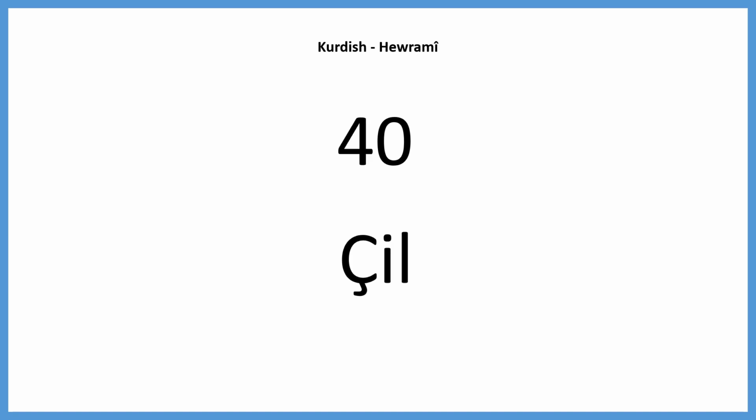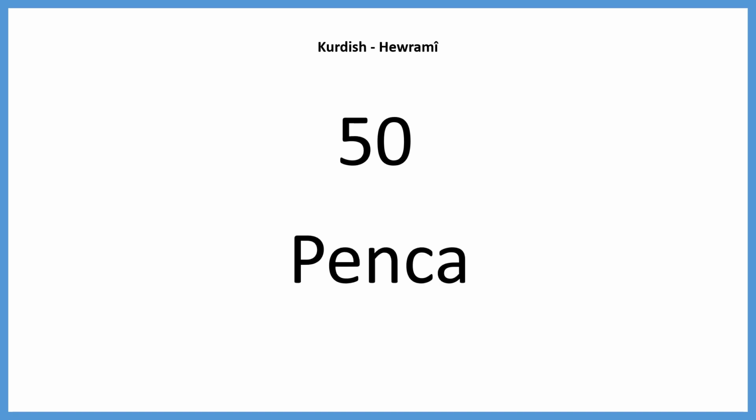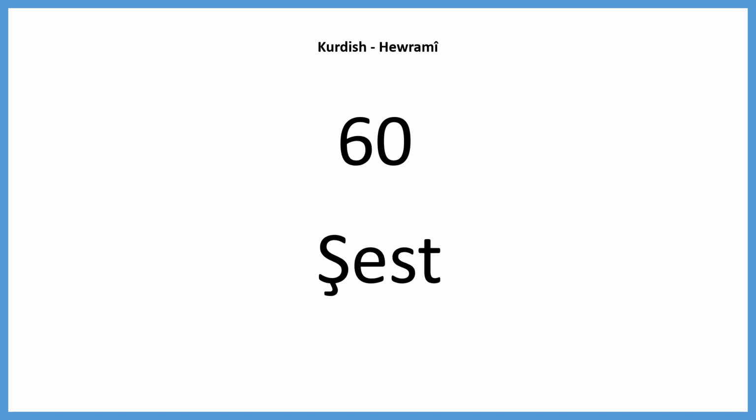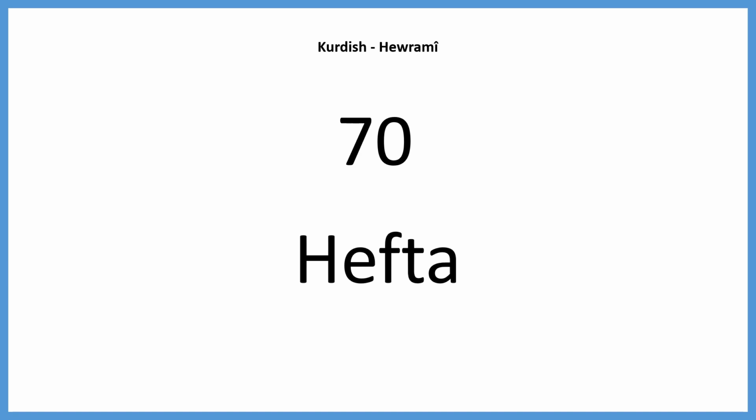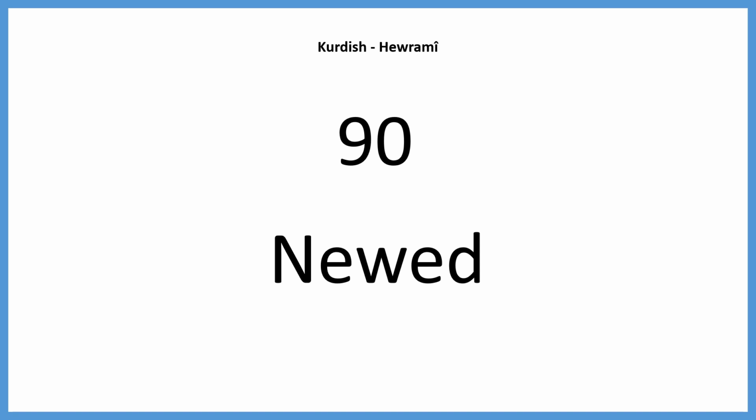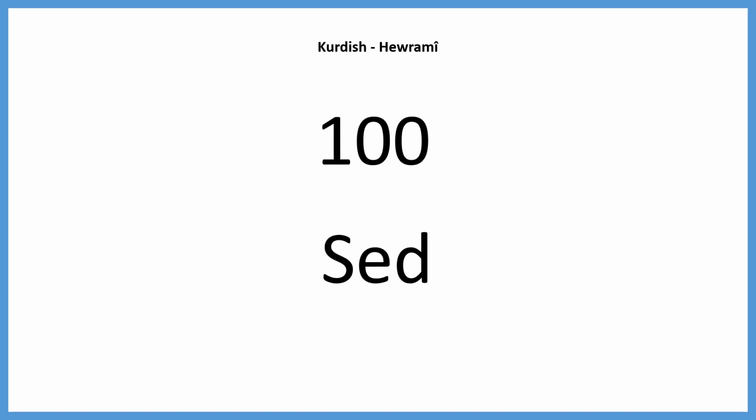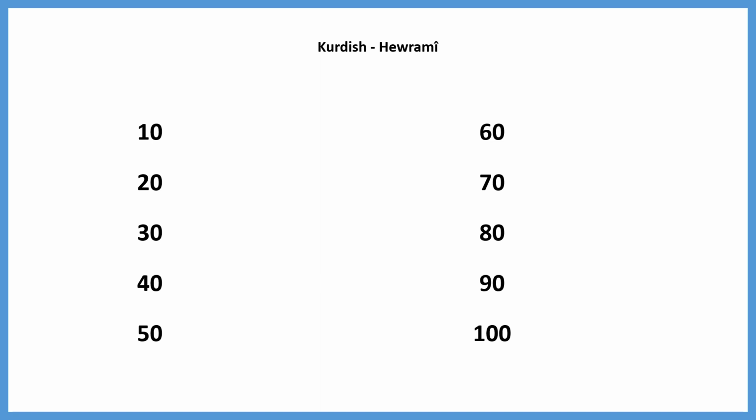40. Chill. 50. Penja. 60. Shest. 70. Hefta. 80. Heshta. 90. Nawed. 100. Said. We will now review the multiples of 10, starting with 10 and going up to 100.